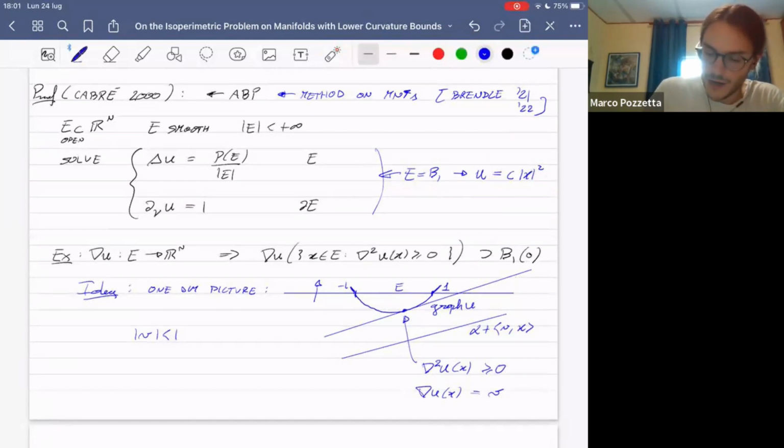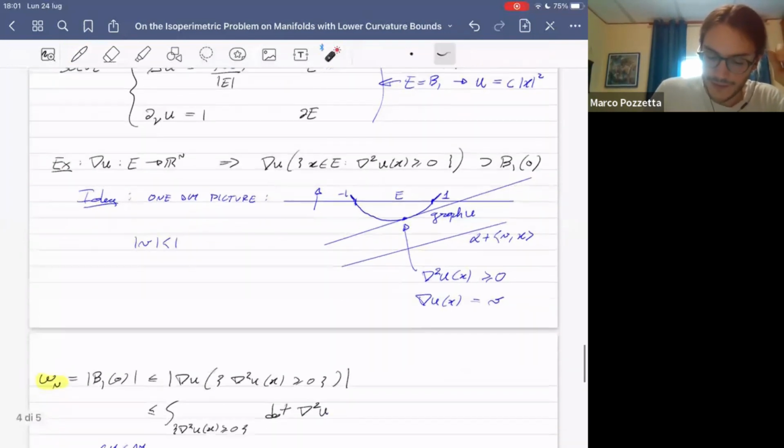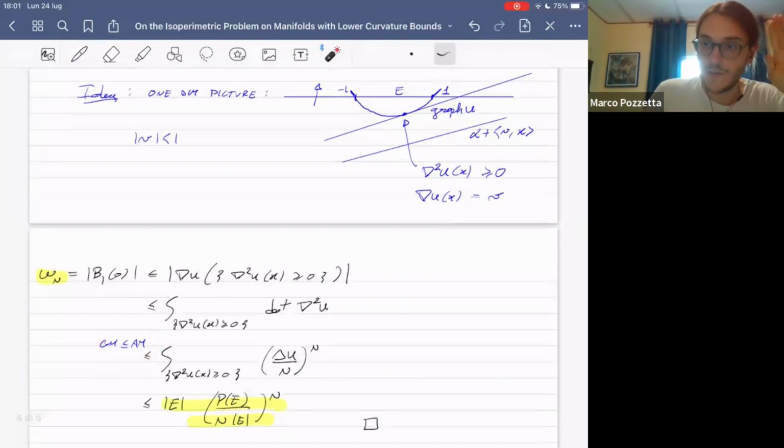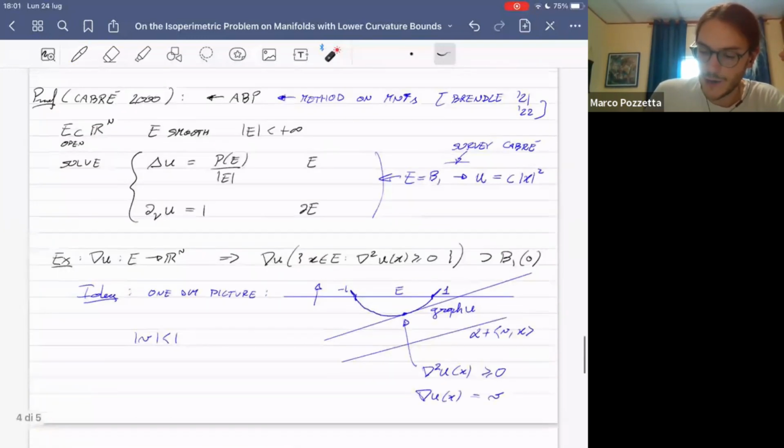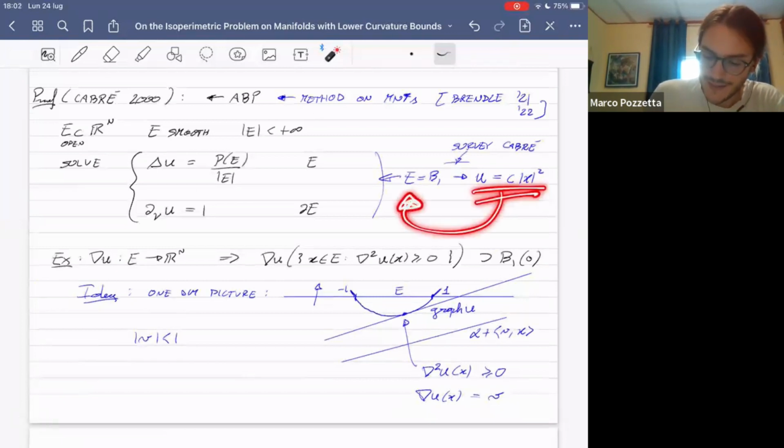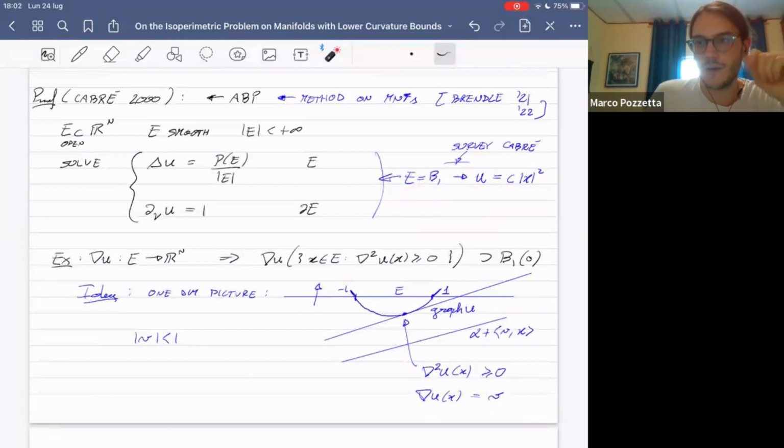For example, you can look for the details in a survey. There is a beautiful survey by Cabré. So the key point is exactly the arithmetic geometric mean inequality. If you have equality, then you know the Hessian is constant and a diagonal matrix. Then U is the solution, and it is precisely the solution you get only if E is a ball. So yes, you can conclude the rigidity.